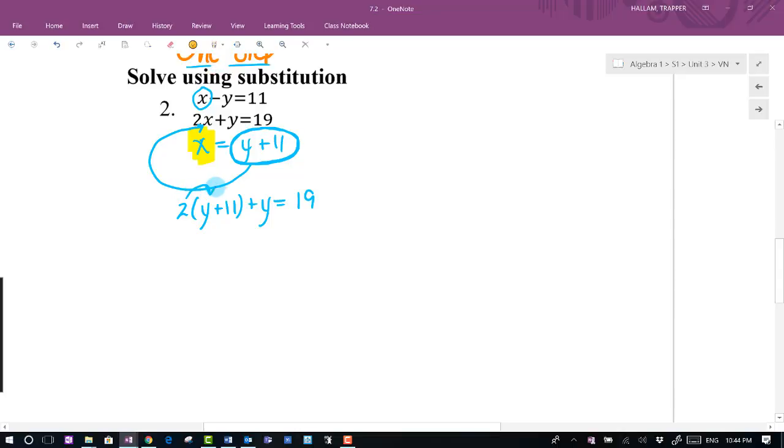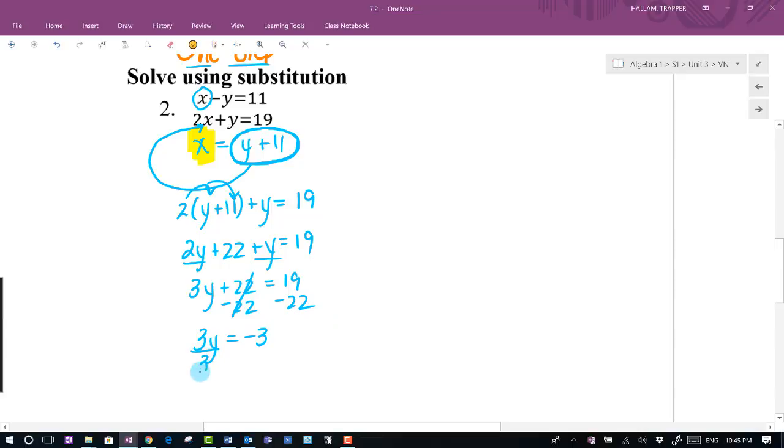The first thing we should do is distribute our 2, so we're going to get 2y plus 22 plus this y carrying down equals 19. In this part, we should probably combine like terms, so we're going to get 3y plus 22 equals 19. Of course, we're going to use reverse order of operations, which means addition and subtraction should be first, so we're going to subtract off this 22 from both sides. It turns to 0, so it doesn't exist on the left. We get 3y equals 19 minus 22, which is going to give us negative 3. And of course, we're going to finish this off by dividing by 3 on both sides, that turning to 1, leaving just y equal to negative 1.